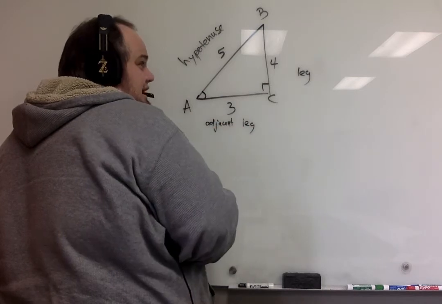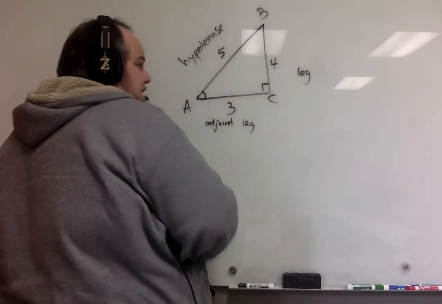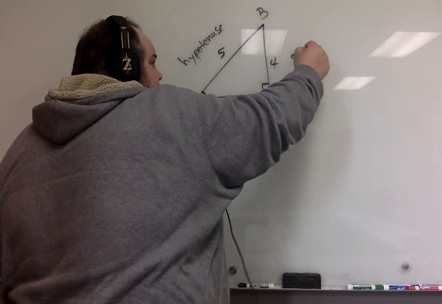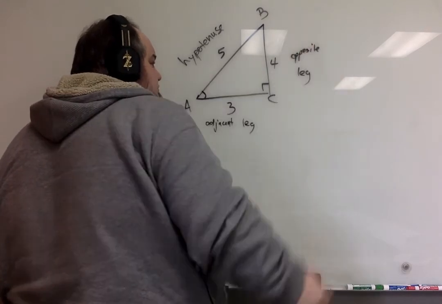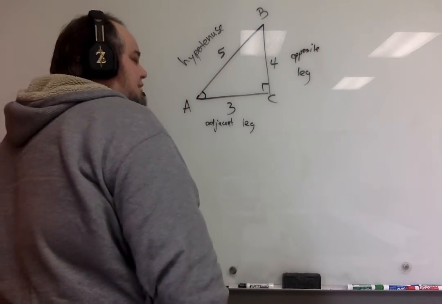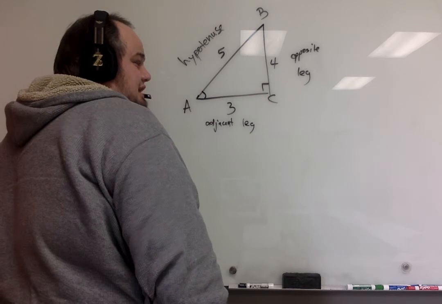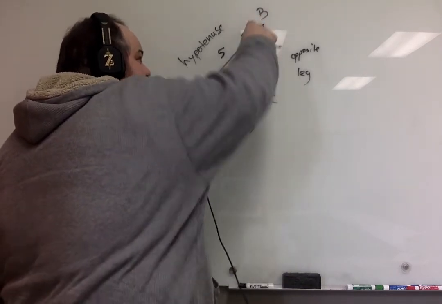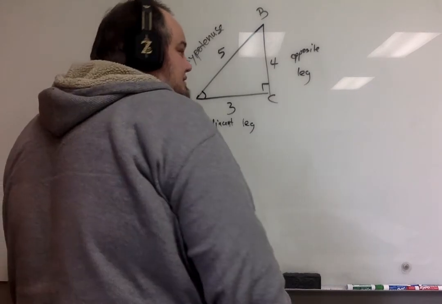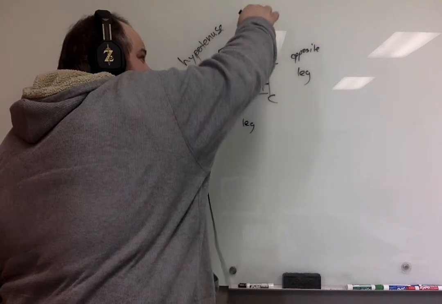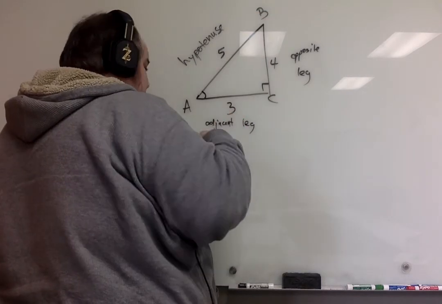Adjacent means right beside. So, of course, adjacent leg. And then the opposite one is the one that's further away. So that's the opposite leg. So we have the hypotenuse, the adjacent leg, and the opposite leg. Now, of course, if we're talking about angle B, this would be opposite and this would be adjacent. They would swap. Because this is the one that's right beside B, this is the one that's farther away. It's opposite angle B.